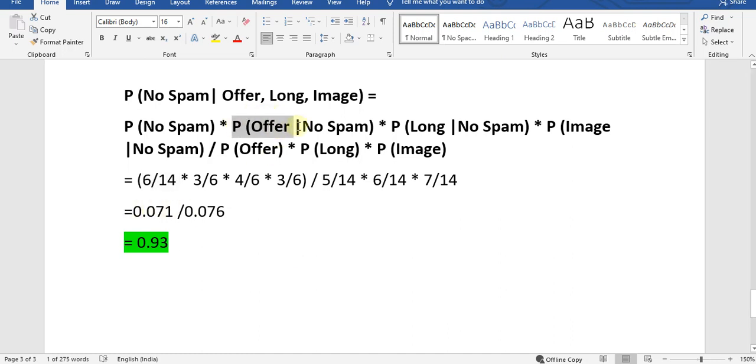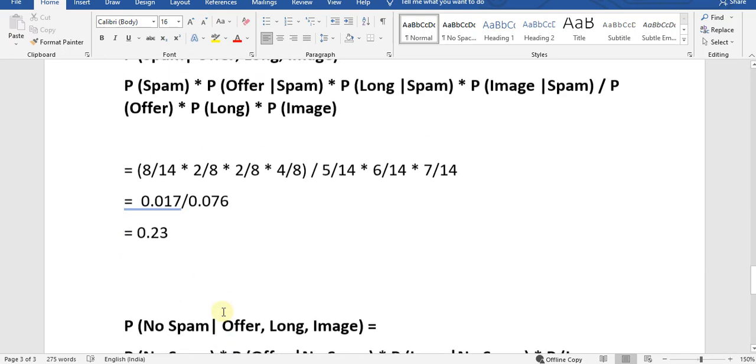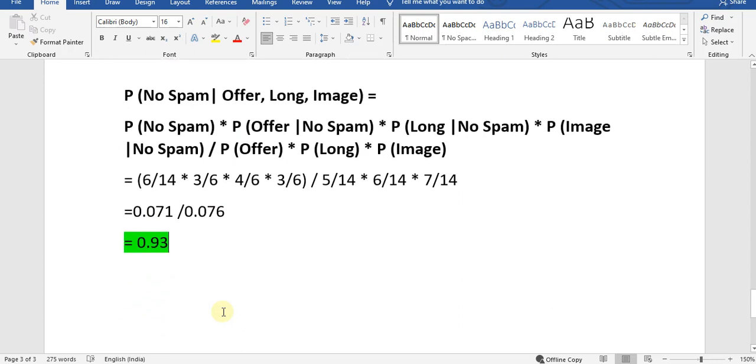So the probability of no spam is 6 by 14. Then these three likelihood values I have taken from the likelihood table: 3 by 6, 4 by 6 into 3 by 6, and at the end I have divided by probability of offer, probability of long, and probability of image. When I calculated this, it came out as 0.93. So you can see that for the same set of feature values, the probability of spam came out as 0.23, and the probability of no spam came out as 0.93.